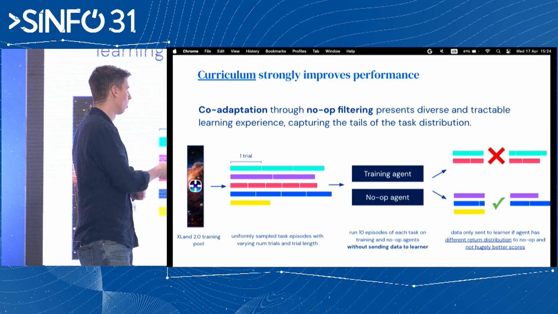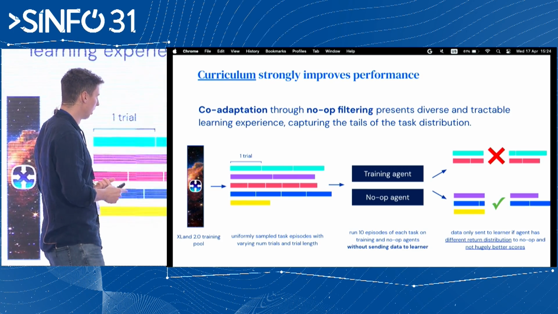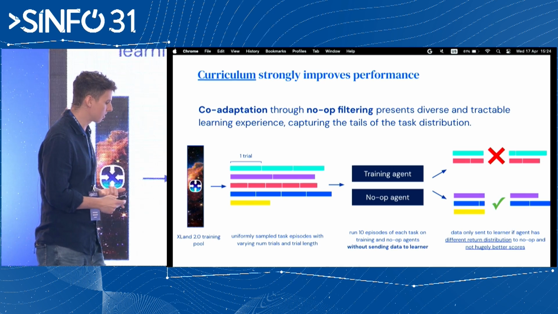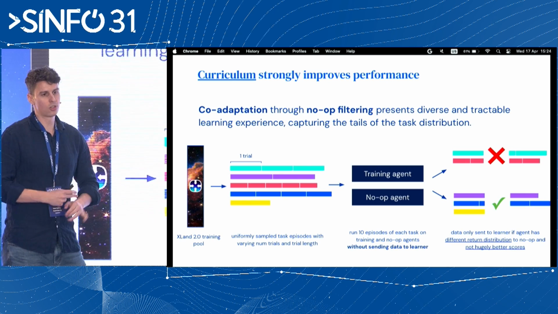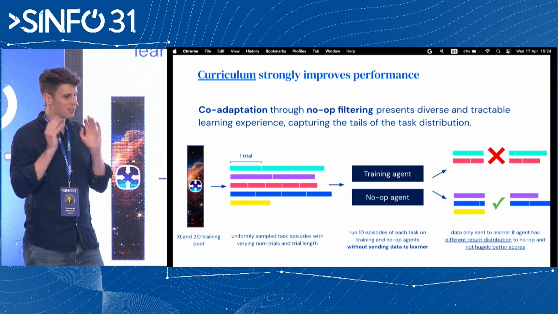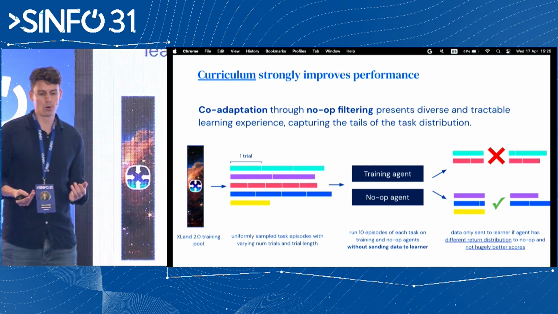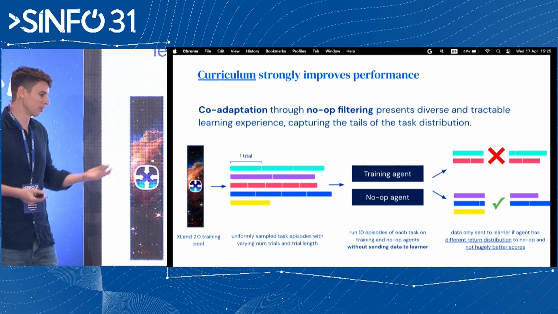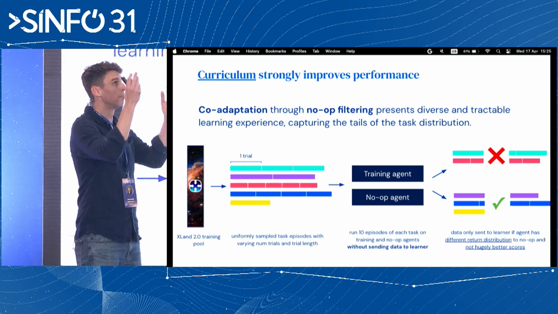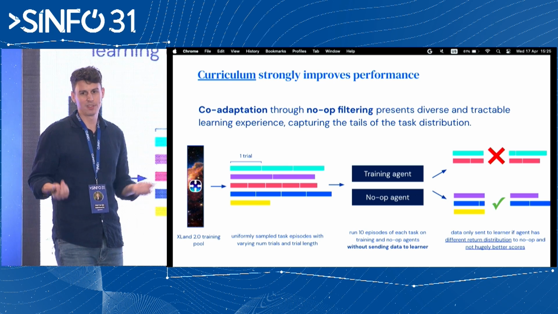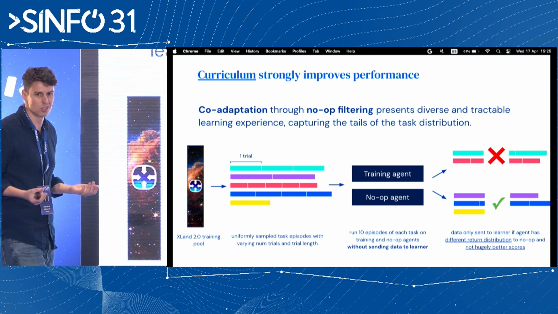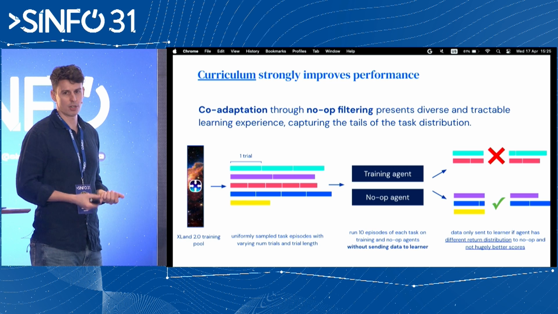And then we run it through a no-op filter. How that works: we run 10 episodes of each task with a no-op agent, which is literally an agent which doesn't do anything, right? It just sits in the middle. And then we see, okay, if this agent gets some reward, it means the task is too easy. It's something like, okay, I'm standing here, the black cube drops in front of me, and I'm already getting rewards. So that's not interesting because the agent doesn't get any pressure to improve.